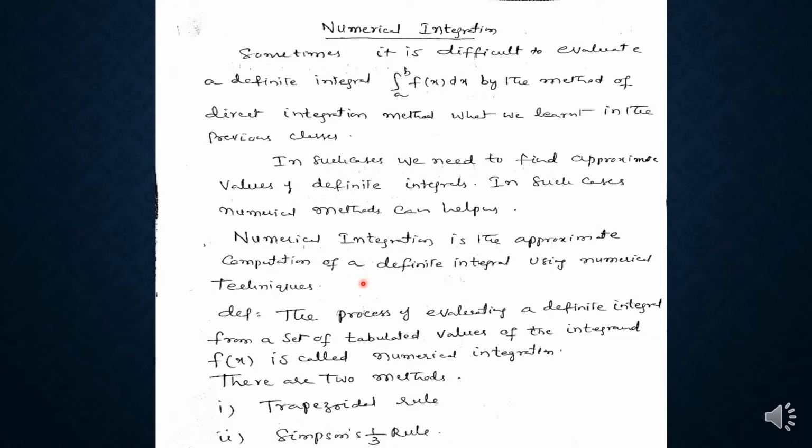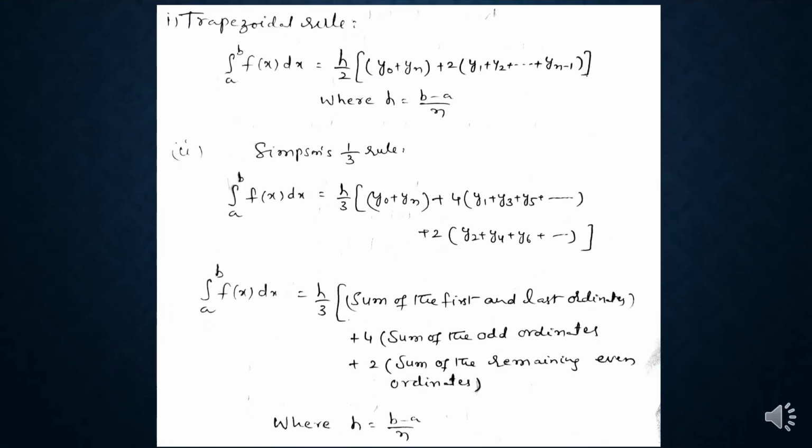The definition of numerical integration: the process of evaluating a definite integral from a set of tabulated values of the integrand f of x is called numerical integration. There are two methods in numerical integration that we can follow. One is the trapezoidal rule and the second one is Simpson's 1/3 rule. By using these methods, we can find definite integrals.